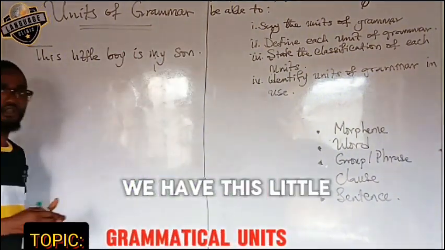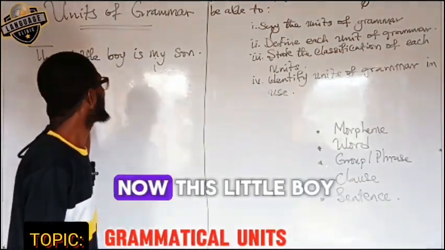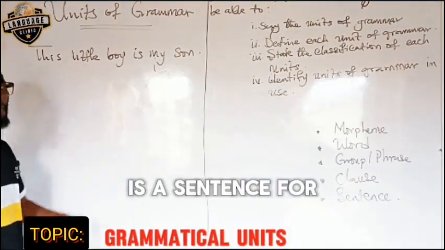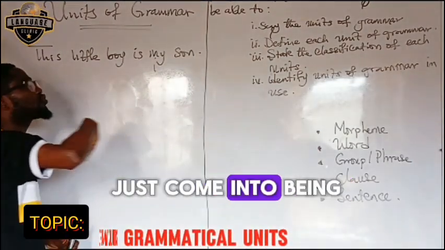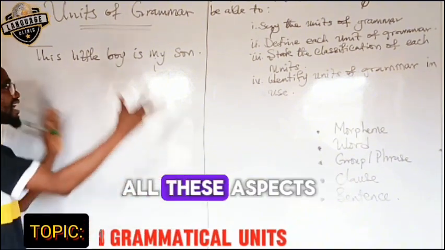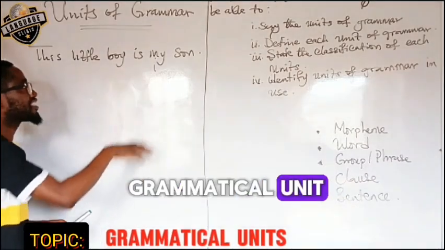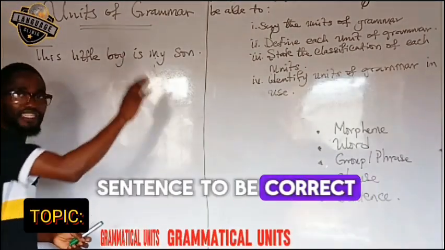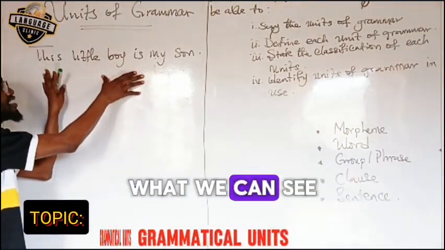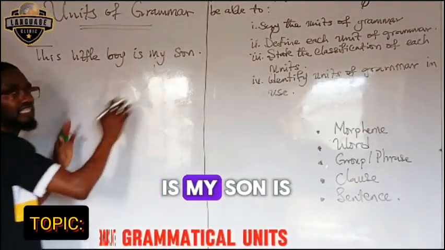We have this little boy is my son as an example. This little boy is my son. It's a sentence. But this sentence does not just come into being without the fusion of some other aspects. All these aspects that are put together are what we refer to as the grammatical units that make this particular sentence correct grammatically. What we can see here is a whole sentence.